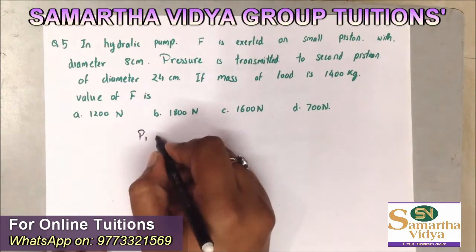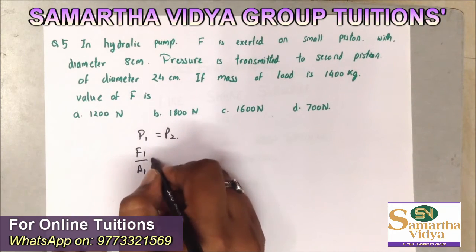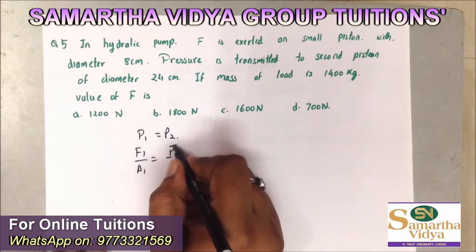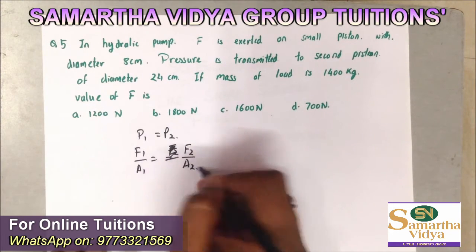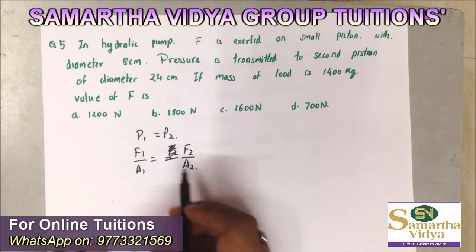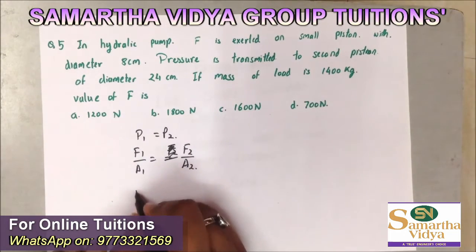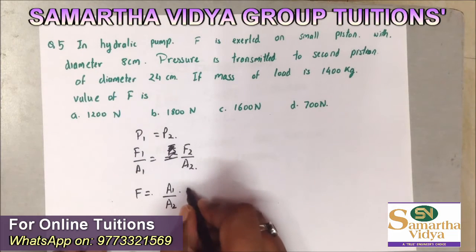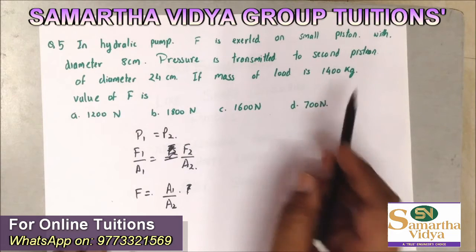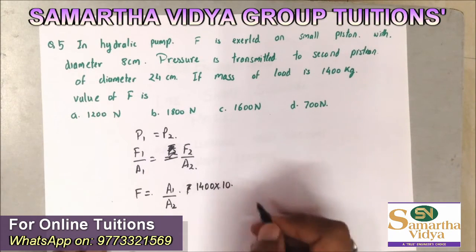That is nothing but P1 is equal to P2. So P1 is nothing but F1 upon A1, which is equal to F2 upon A2. So I need to find the F1 value, that is the force which is being applied, this force. So F is going to be A1 upon A2 into F2, which in this case, since we have to lift the load of 1400, is 1400 into g value, which is 10.